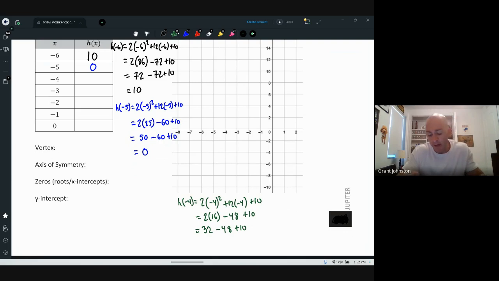32 minus 48 is -16. -16 plus 10 is -6. So this is -6. Yeah, so if this seems like a lot of work, it is, right? I'm filling out the table. It's a lot of work, but just plugging it into the function, filling out the table, and we're going to plot the points here in a second.